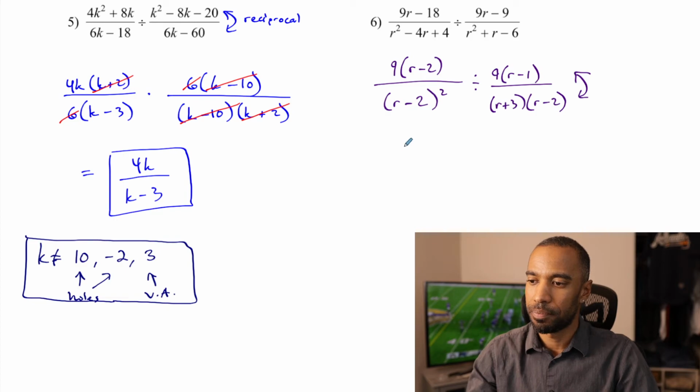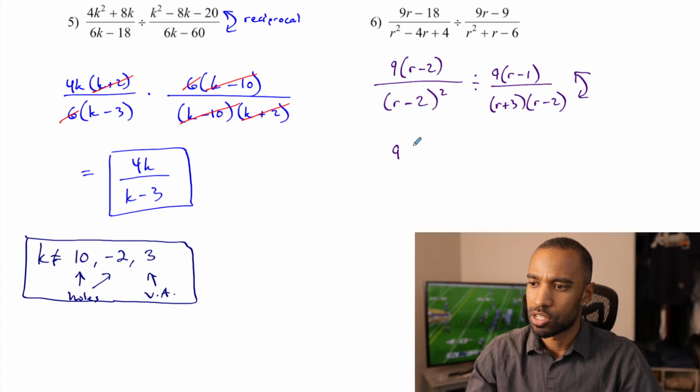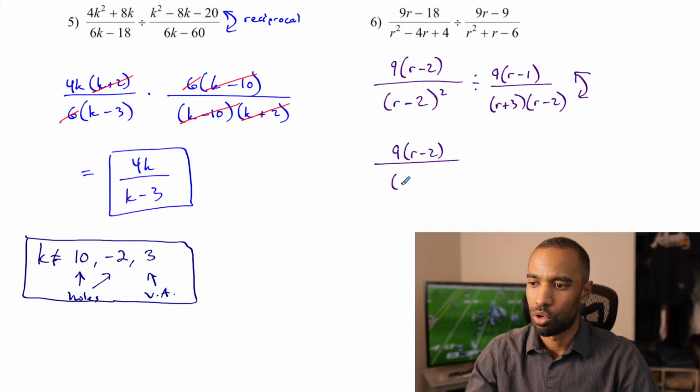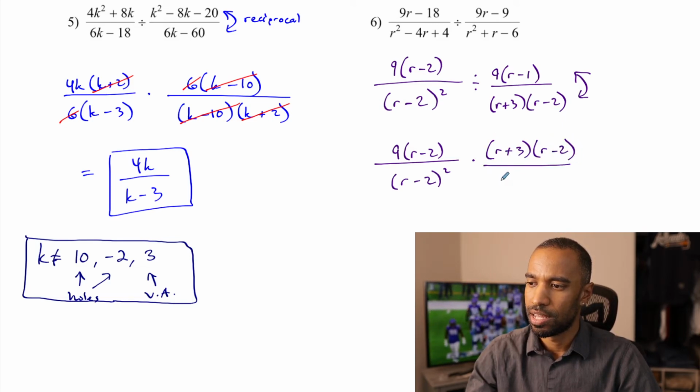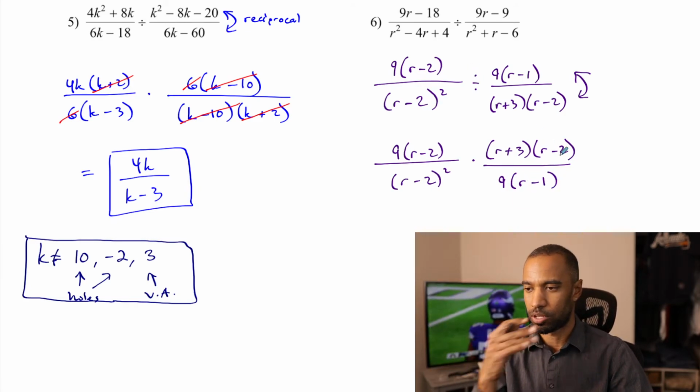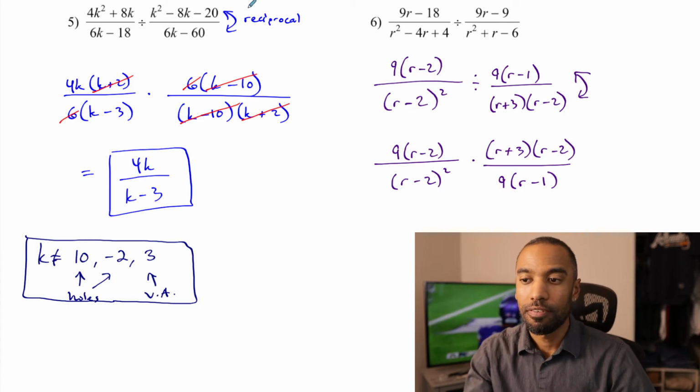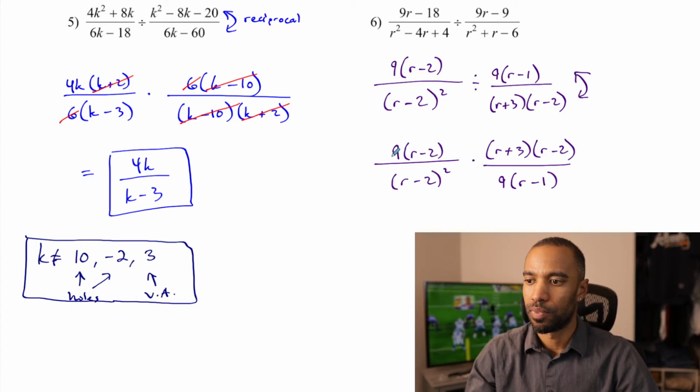So what are we going to get there? We're going to get 9 times r minus 2. Something could cancel over here, actually. Over r minus 2 quantity squared times, and now we have r plus 3 times r minus 2 divided by 9 times r minus 1. Again, division by a fraction is multiplying by its reciprocal. And now we're going to find things that we can reduce and cancel. We do have 9 over 9 that go away straight up.